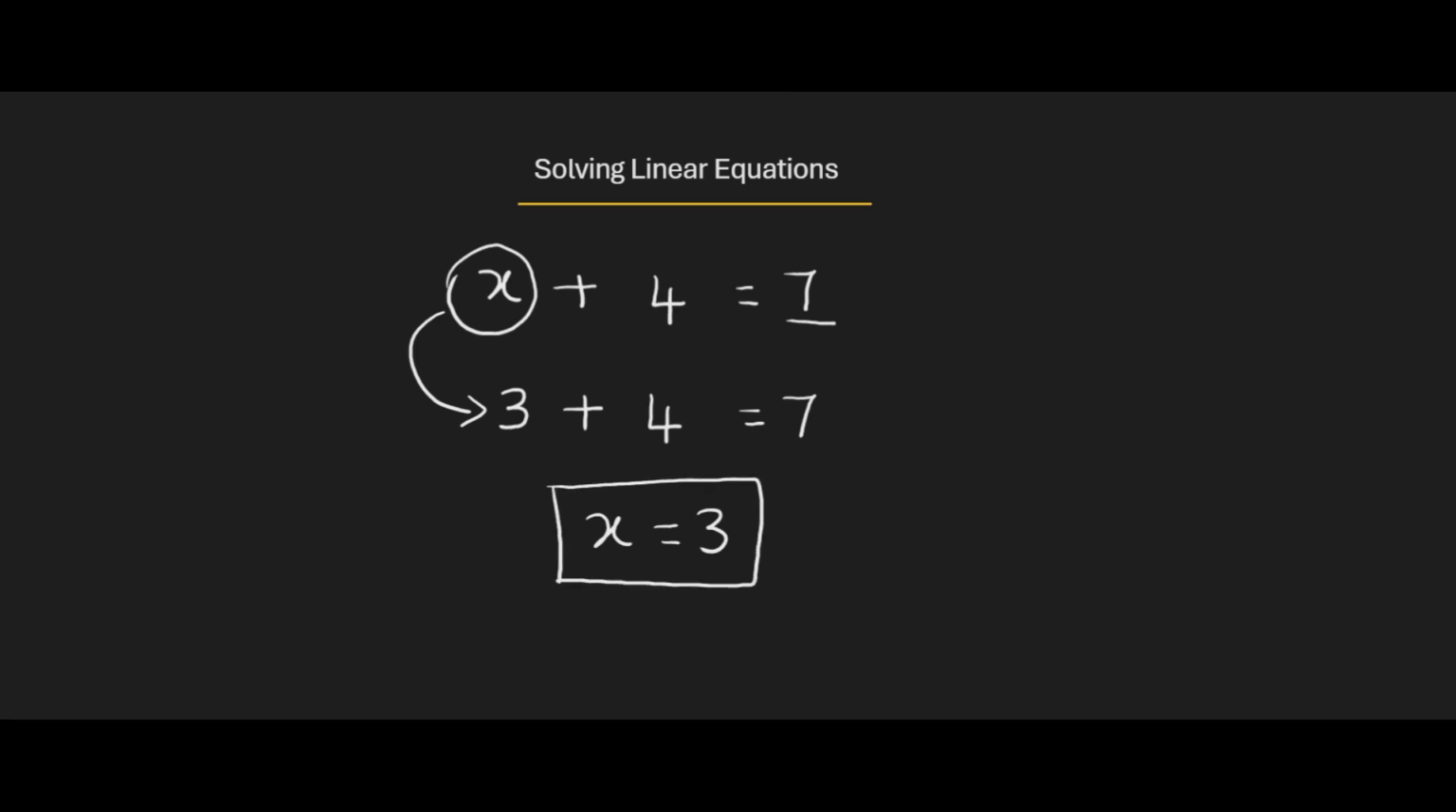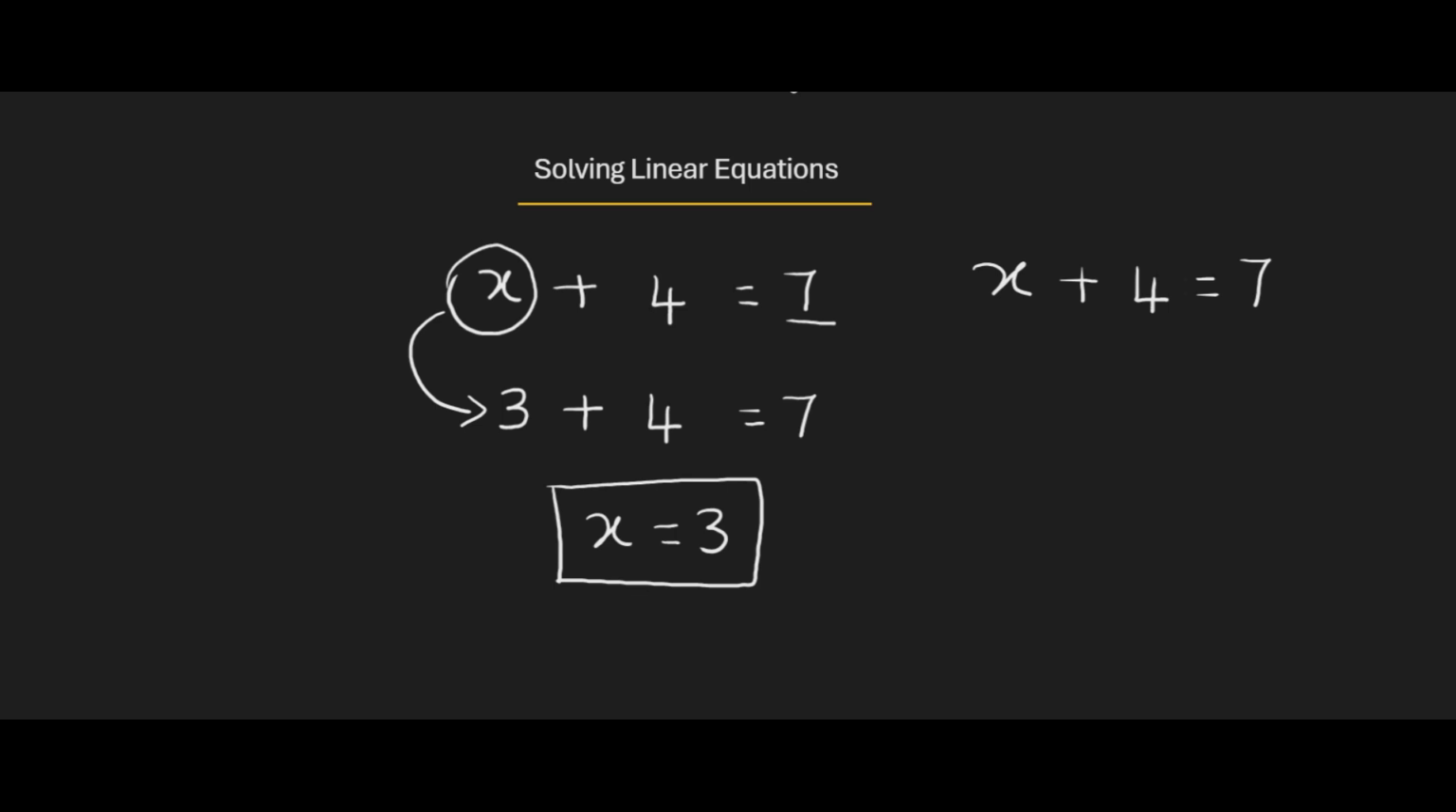Let's talk about the step-by-step process. X added to 4 is equal to 7. In order to solve this equation, you want to isolate the x, meaning keep the x by itself on one side of the equation. The only way to do that is to get rid of 4. Perform the opposite operation of what you see here.